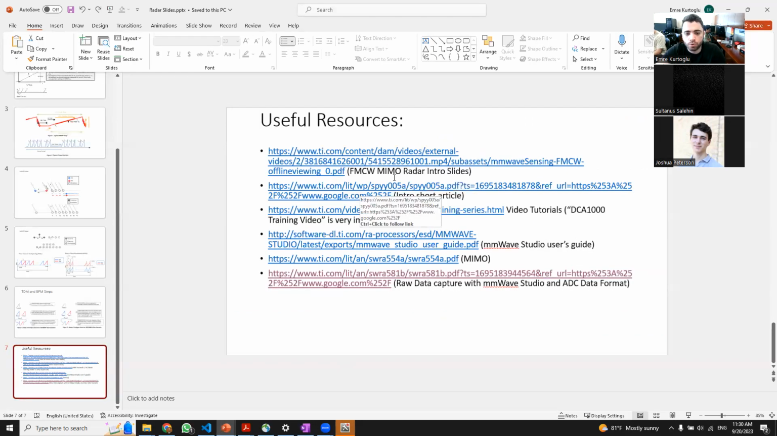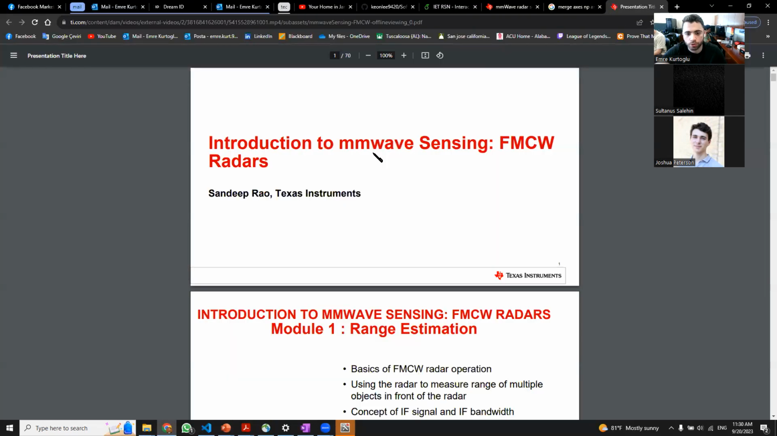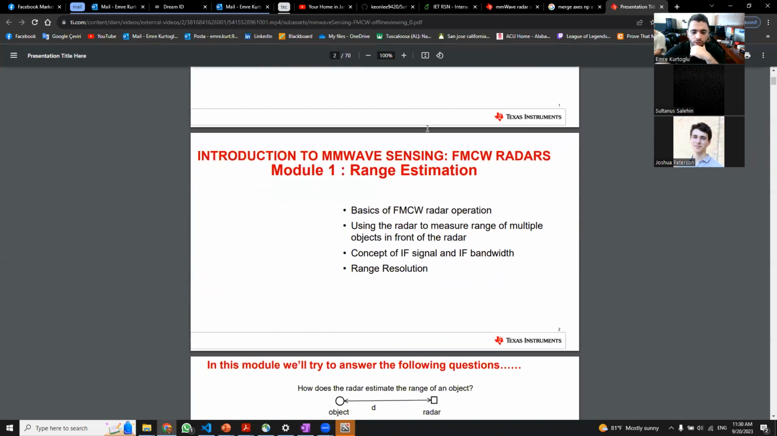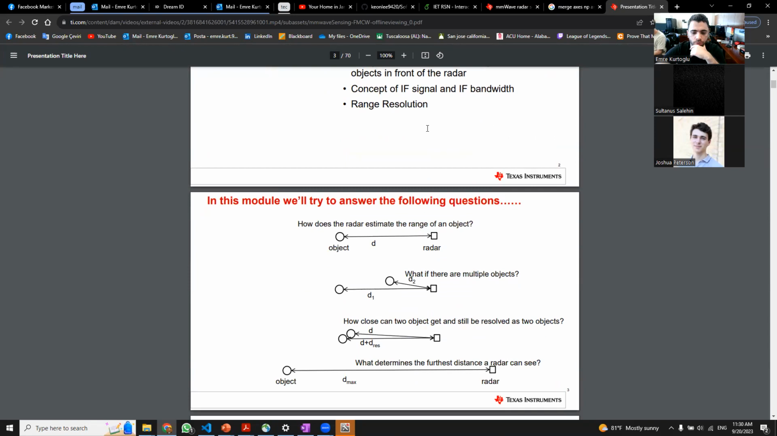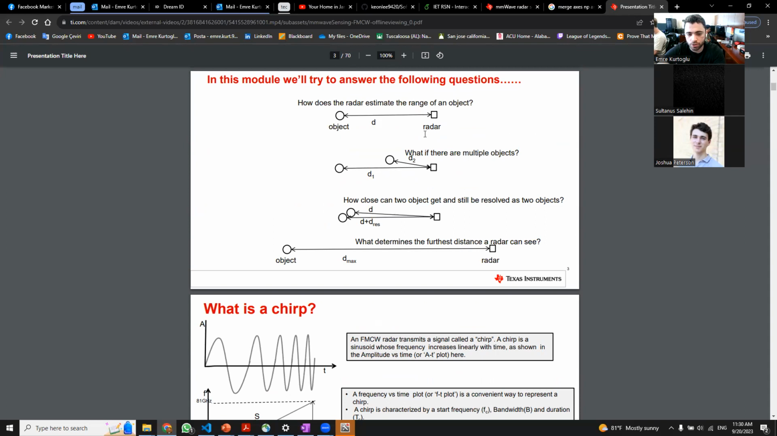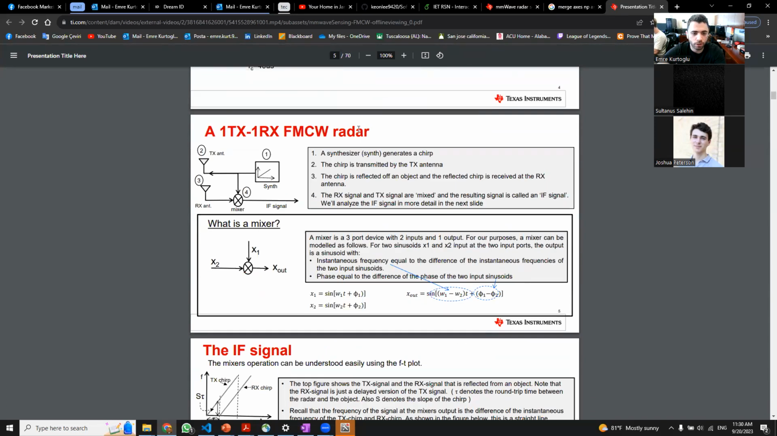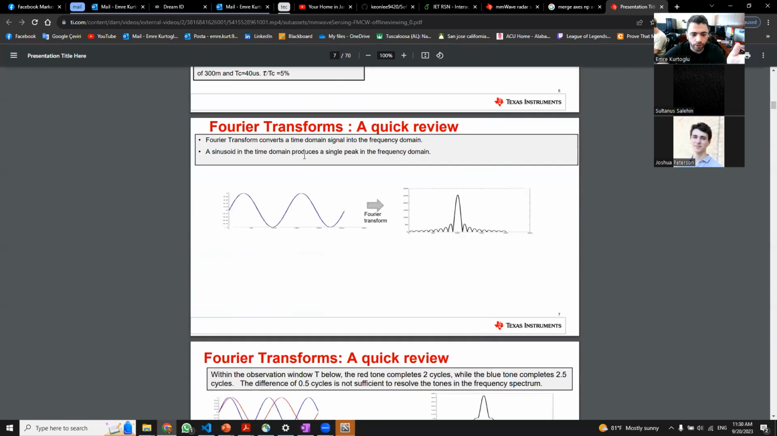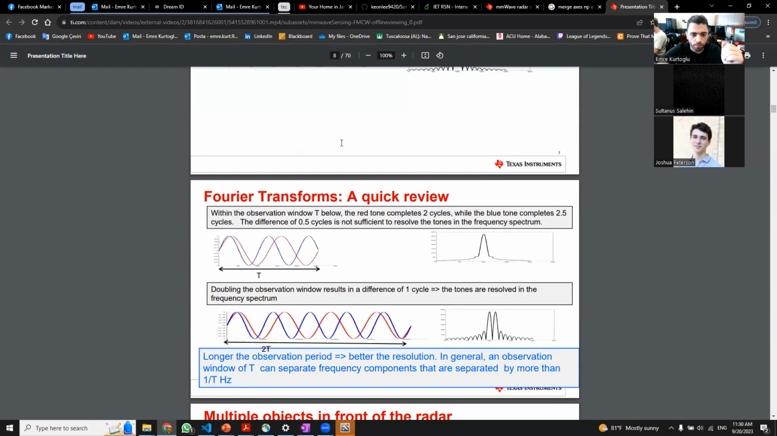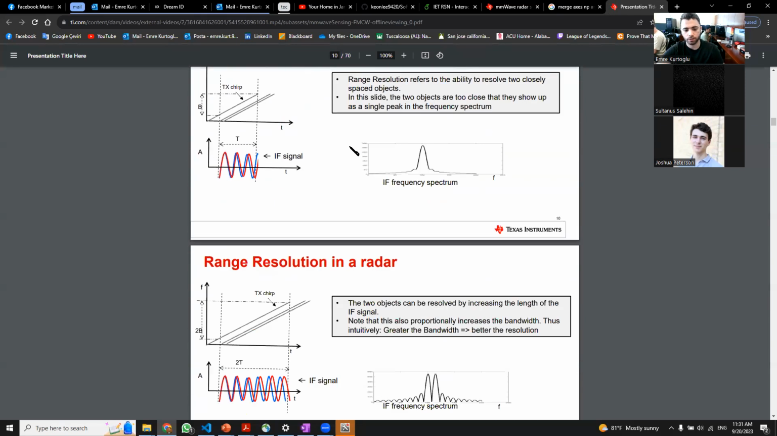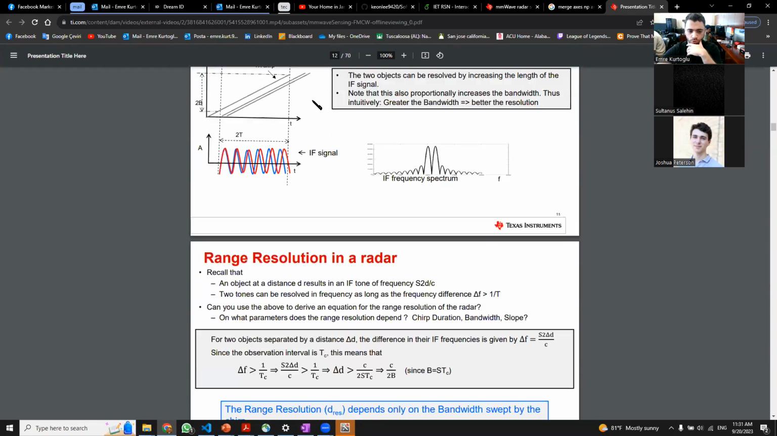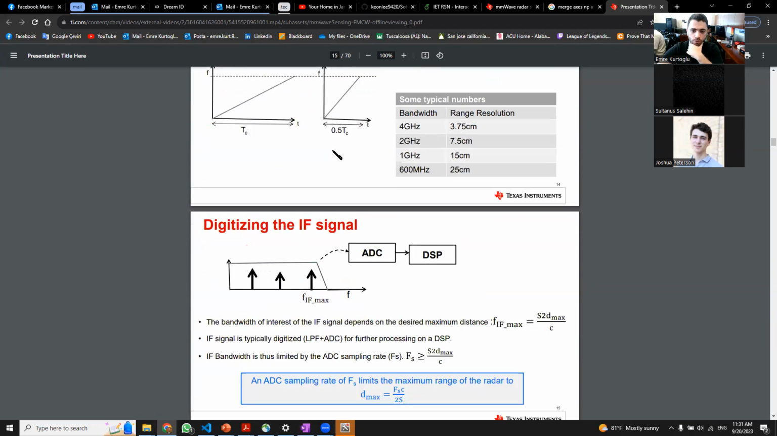The first one is the FMCW radar introduction slides provided by TI. If I just open this up, it has about 70 pages, but it's slides, so you can read it very fast, and it describes all the radar concepts, how the range is calculated. Actually, I took most of my content from these slides. It also talks about the hardware of the radar, like how the Fourier transforms are applied, things like that, and how you calculate your range resolution, velocity resolution, and angle resolution, everything.